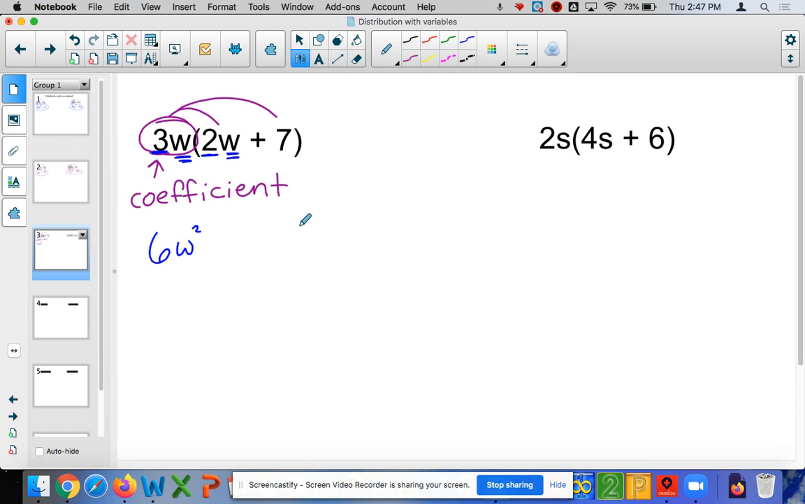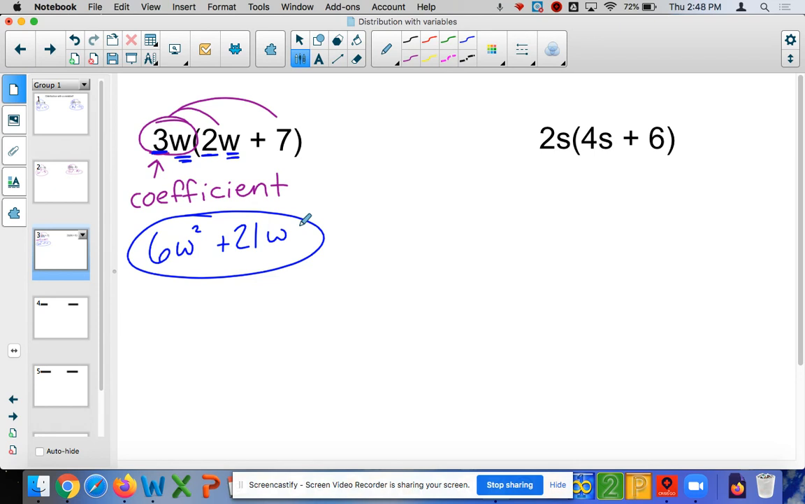Now we take 3W plus 7. Again, multiply the numbers together first. Take 3 times 7. That's 21. That 21 is positive, by the way. So I say plus 21. Now, how many W's do you have when you multiply 3W and the 7? Just 1, right? So I don't need to worry about putting a little 2 right by that W. So 6W squared plus 21W. That's how we do that.